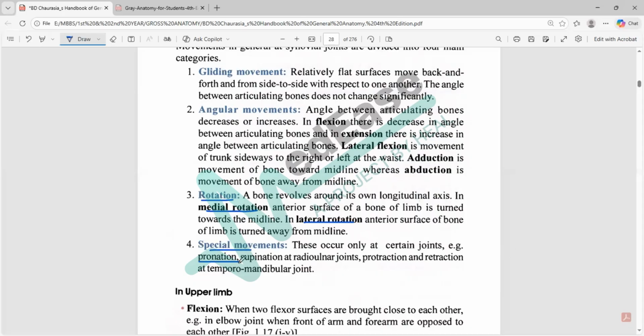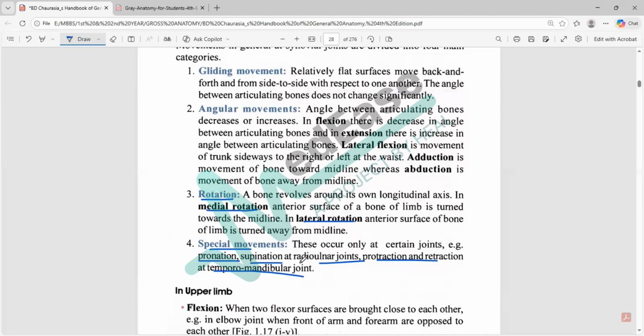Next, we have the special movements which are on specific joints, like pronation and supination, which are specific to the radioulnar joint, the joint of the forearm. Protraction and retraction are specific to the TMJ, which is the temporomandibular joint mainly.